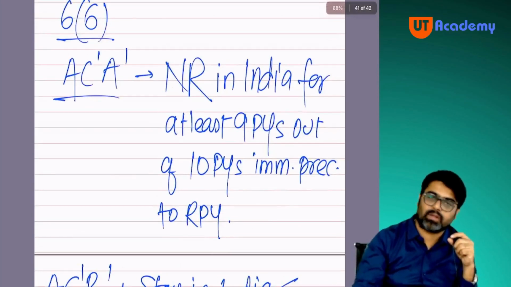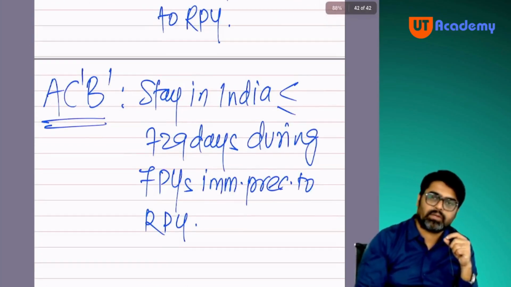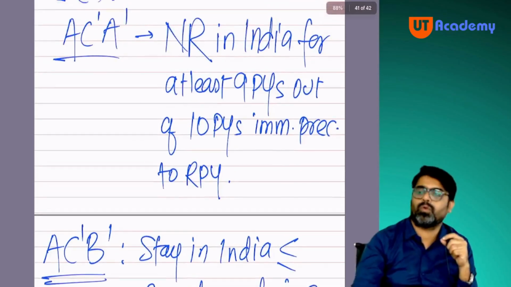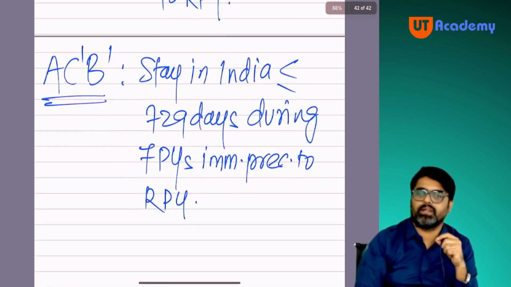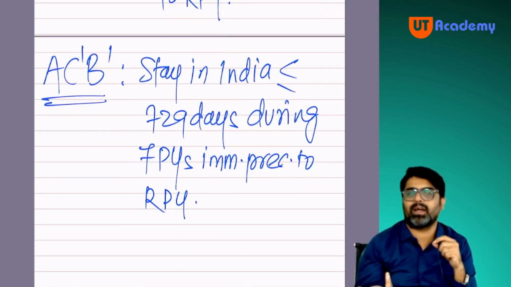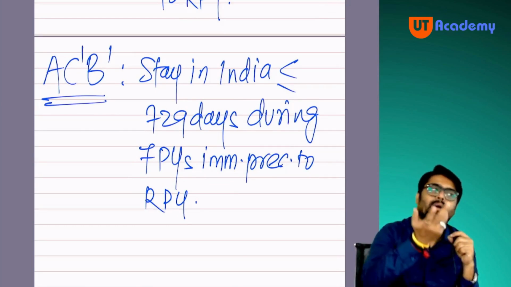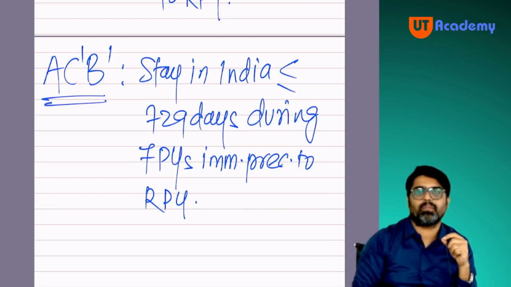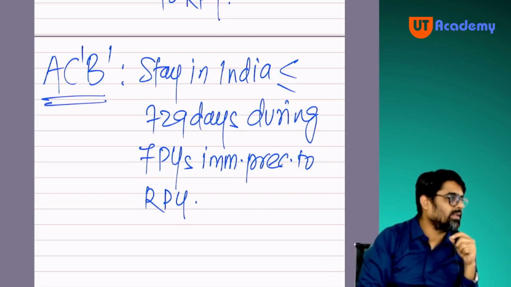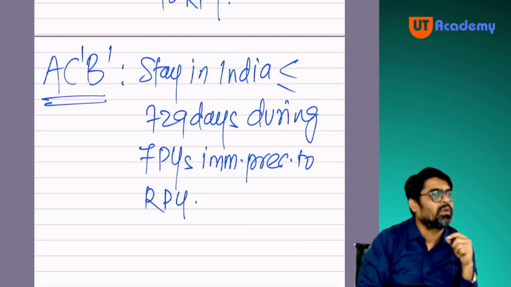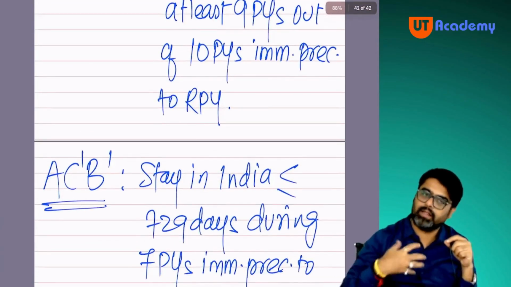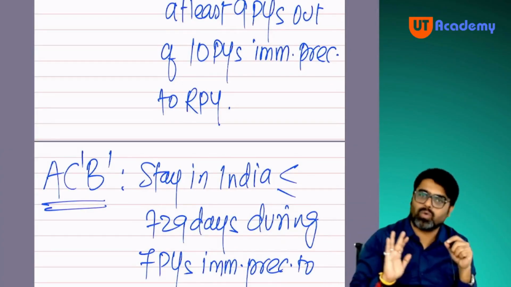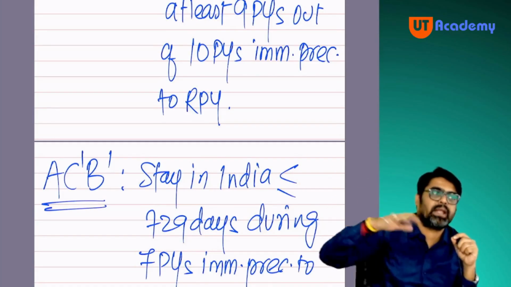So either fulfill this condition or fulfill this condition. Fulfill any one condition and become what? Sir, I am not fulfilling this condition also. Then you cannot become RNOR. You were resident. You will be treated as ROR. We cannot treat you RNOR because you are not fulfilling any of the additional conditions. Will you remember this? Now, how to verify these two conditions, I will tell you in the questions. We'll solve the questions, and that time I will tell you everything.